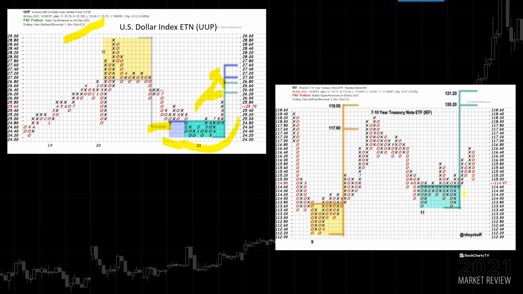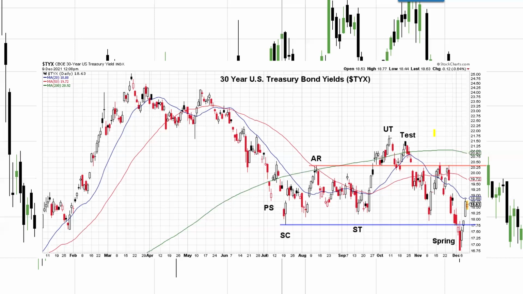And so this suggests that we could have a count that takes us to higher bond prices, lower interest rates as we go into 2022. And this is against the backdrop of tremendous concern about budgets, about inflation trends, and so on. And the bond market seems to be telling potentially a different tale here.